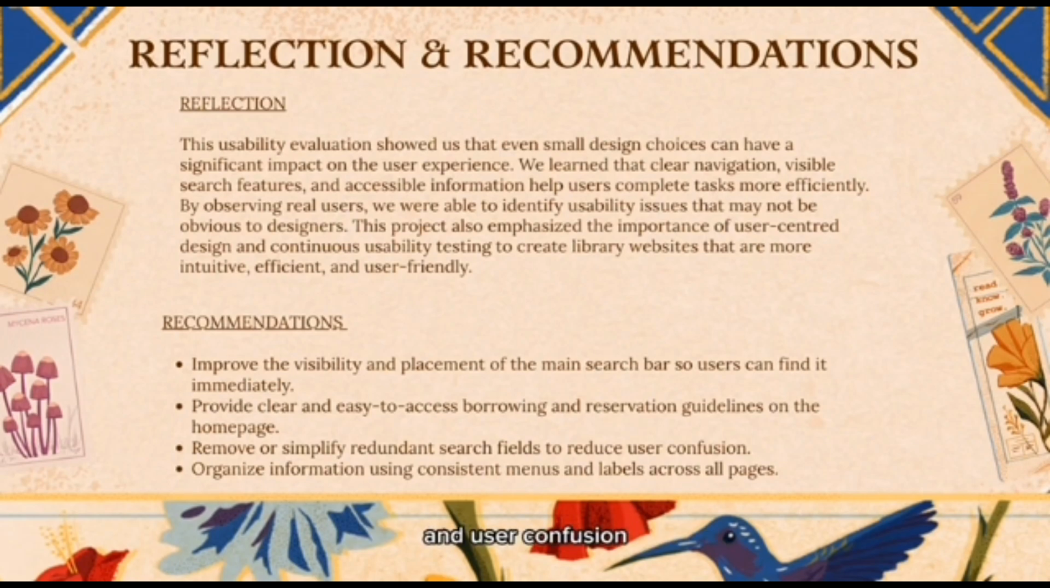and user confusion. And finally, we must organize all information using consistent menus and labels across every single page. A unified navigation structure ensures that once a user learns how to navigate one section, they have successfully mastered the entire ecosystem.